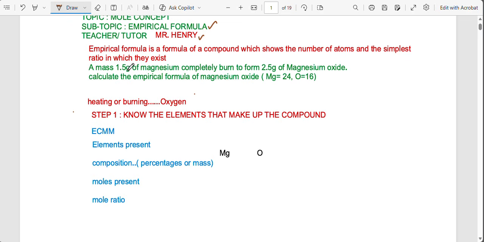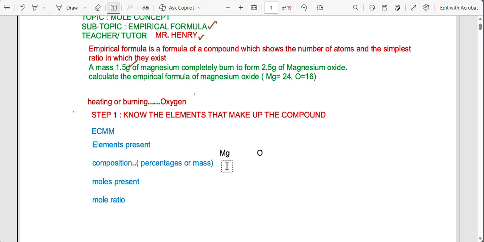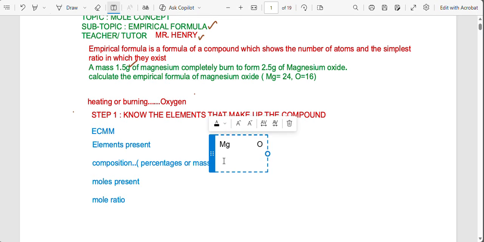In the question, they told us a mass 1.5 grams of magnesium. Let me even highlight it. It is here: a mass 1.5 grams of magnesium, meaning they gave us a mass of magnesium, but this time around they gave it to us in mass, not percentages. So you come here in the direction of composition and write its mass, 1.5, in the line of magnesium. 1.5 grams.